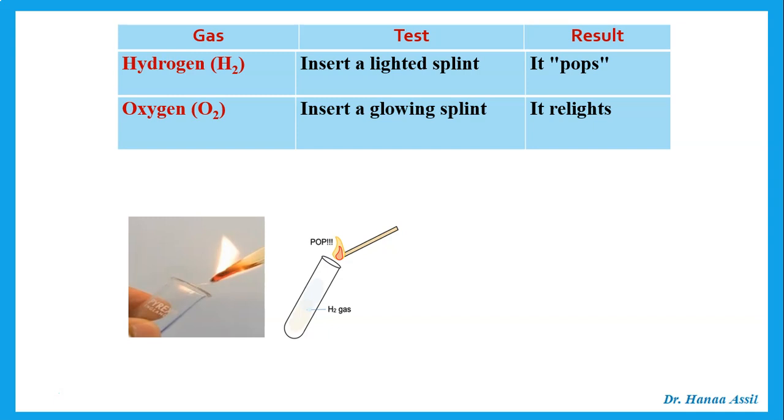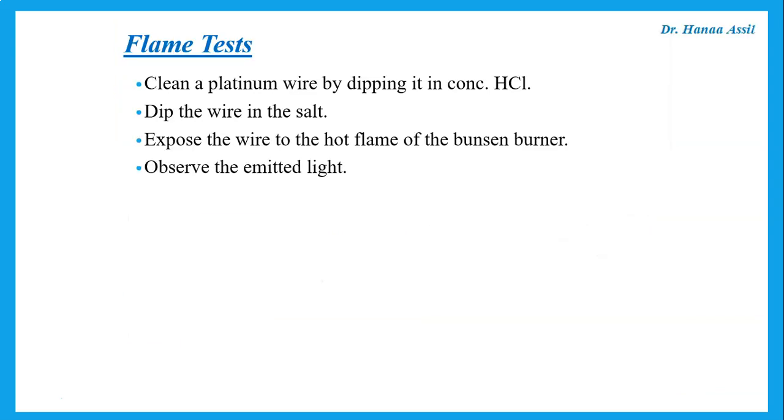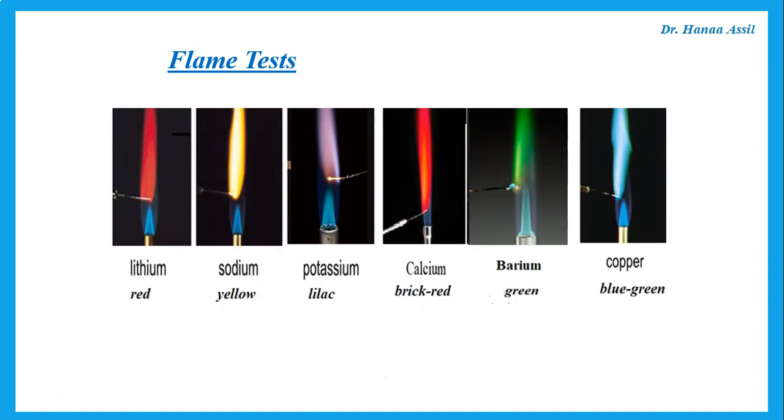Hydrogen uses a lighted splint, it pops. Oxygen, we use a glowing splint, it relights. Flame tests. Remember, to do a flame test, we need to clean the platinum wire by dipping it in concentrated HCl. This is to remove any impurities. Then dip the wire in the salt, expose the wire to the hot flame of the Bunsen burner, and observe the color. You have to learn these colors.